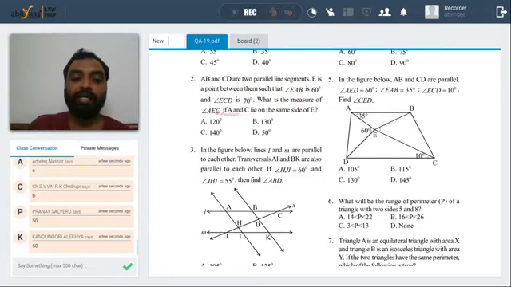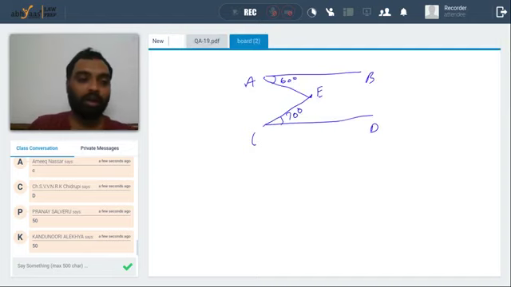What is the measure of angle AEC if A and C lie on the same side of E? That means this side only. That already we took. This side only it's lying. He is asking us to find out this. The complete one, not the half of the thing, the complete one.